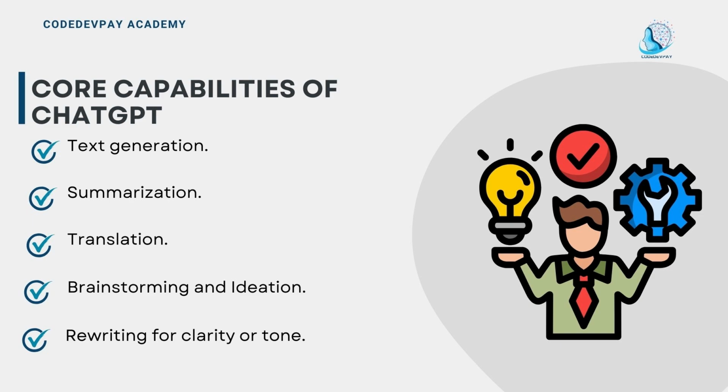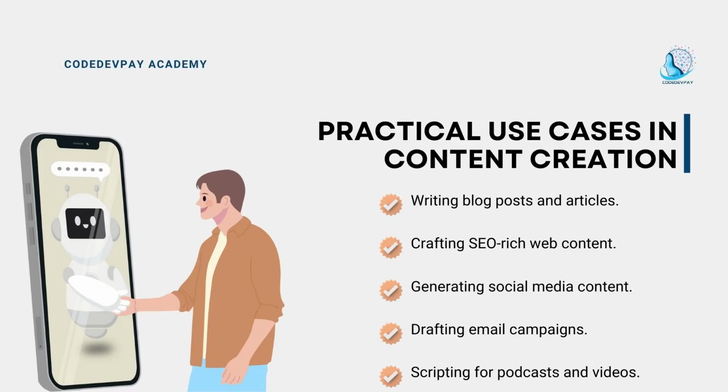What are the practical use cases in content creation? ChatGPT can help in writing blog posts and articles. It can also help in crafting SEO-rich web content. It helps in generating social media content, drafting email campaigns, and also scripting for podcasts and videos.